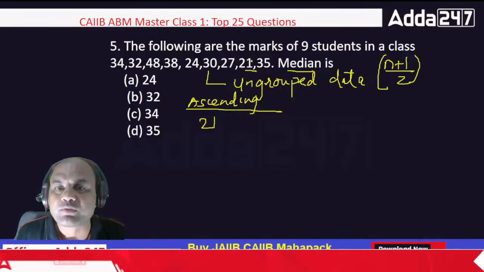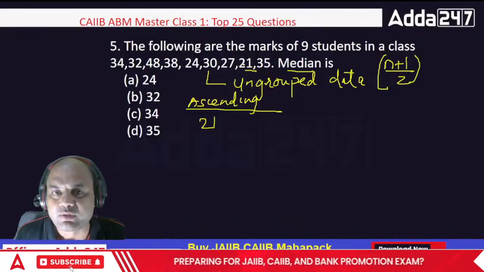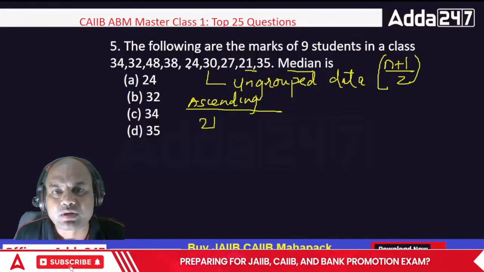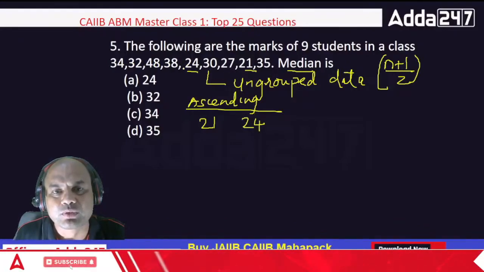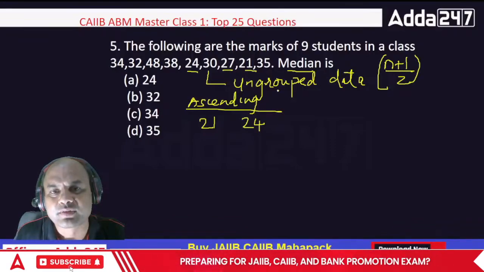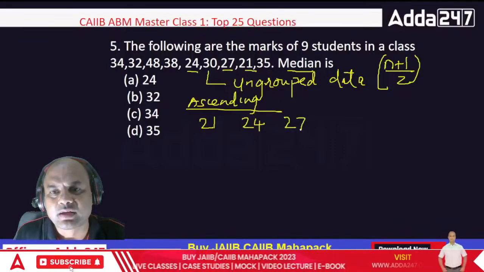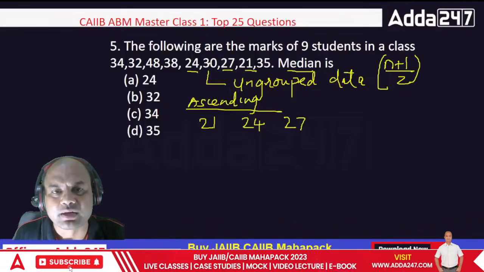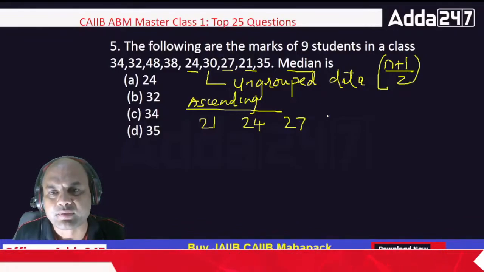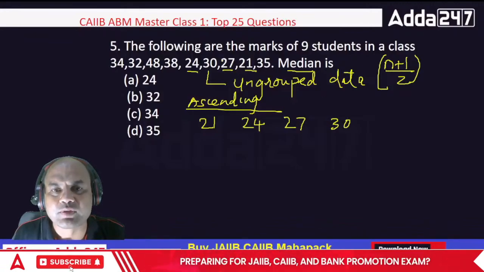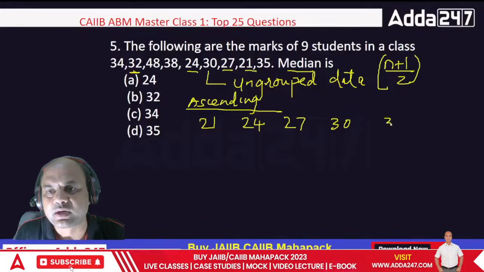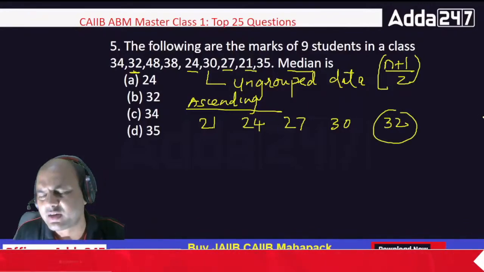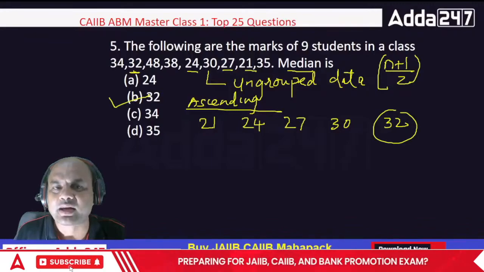So which is the 5th number if we arrange them in the serial order? 21. Then it becomes what? 24. Then after 24 we come to 27. After 27 we come to 30. Correct? Yeah, 30. After 30 we come to 32. Right? So 32 is my answer. No need of going ahead. So 32 is my answer directly. Simple.